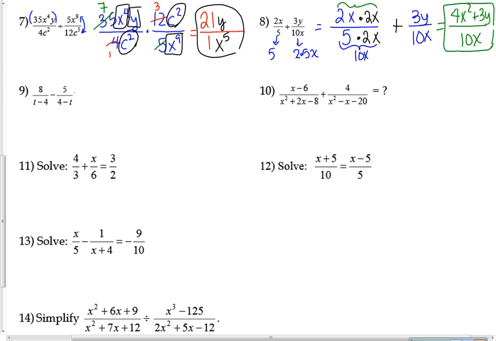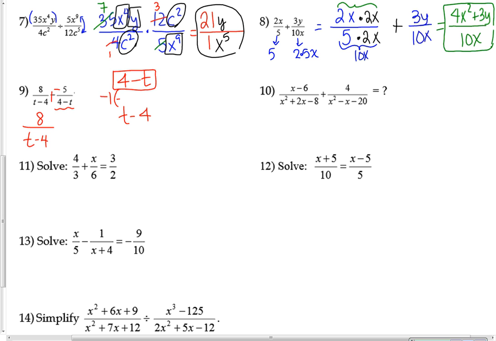All right, number 9 is a subtraction problem. I don't like subtraction problems. I'd rather change them to add the opposite so I don't forget about the subtraction. Now it's an addition problem. In order to add two things, I have to have a common denominator. My first fraction was 8 over t minus 4. And my second fraction looked similar, but instead it was 4 minus t. If I want to turn the 4 minus t into a t minus 4, I need to do some sign reversals. The way I do that is by factoring a negative 1 out of the t minus 4.